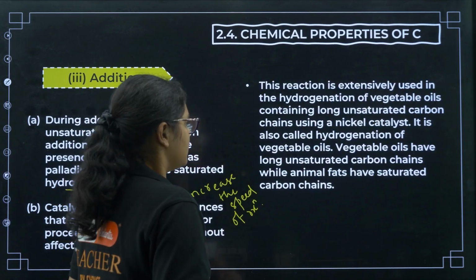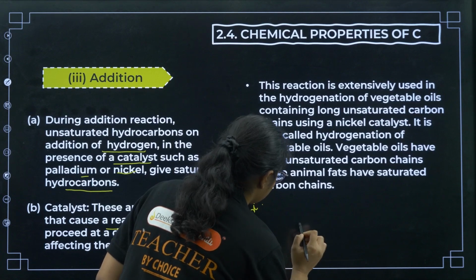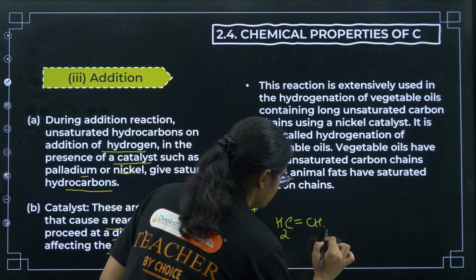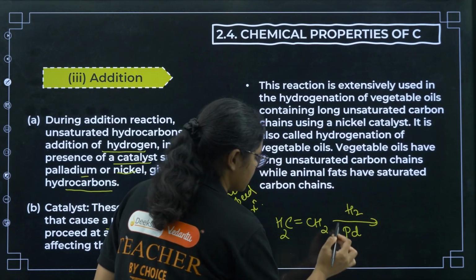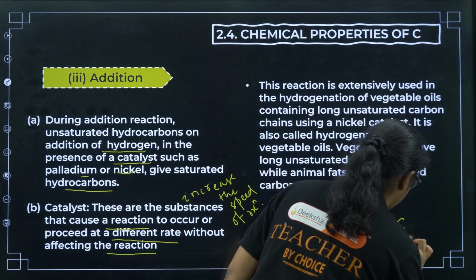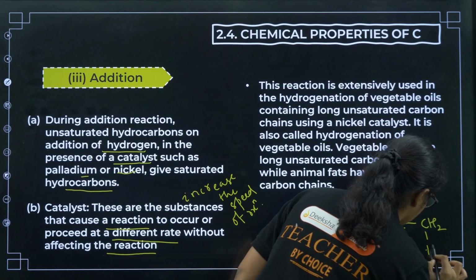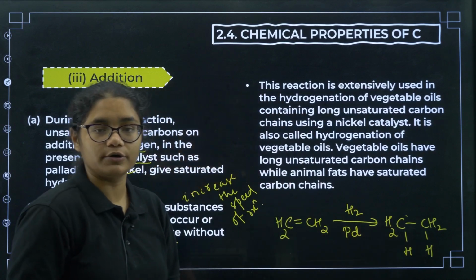Now here also I'll show you one reaction. Suppose we have for example ethene, CH2 double bond CH2. If you add hydrogen in the presence of palladium, that is a catalyst, you will get CH2 and you have one H and one H, right? This H is added and the double bond is converted to a single bond, okay.